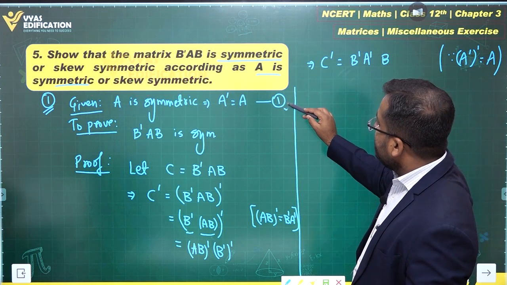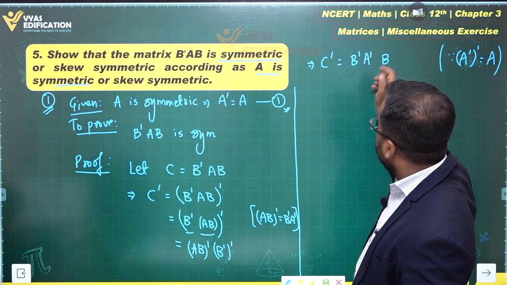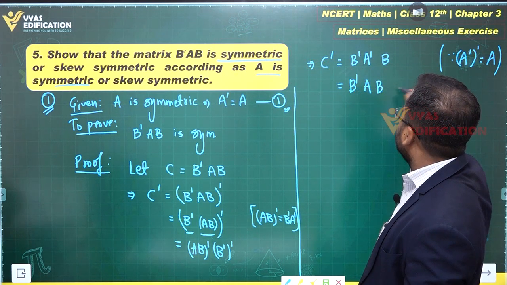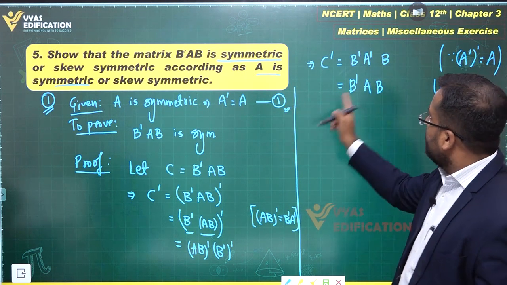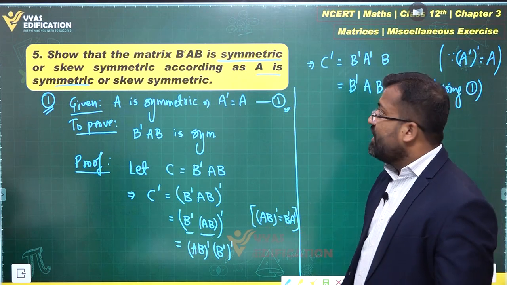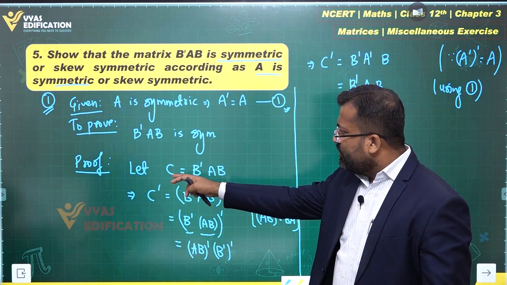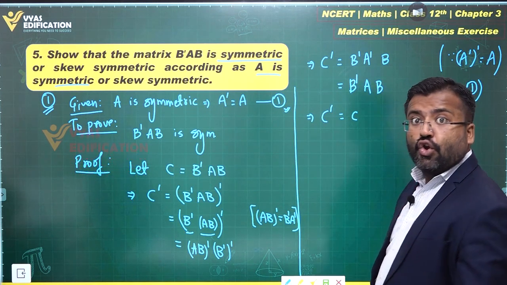We haven't used this condition yet. Okay, let's use this condition. Since we have obtained this stage of A transpose, let's use that. This is B transpose. This becomes A, this becomes B, using this one. Okay, so this is B transpose AB. And what is B transpose AB equal to? B transpose AB is equal to C. We started with this, right? So this gives me C transpose is equal to C.